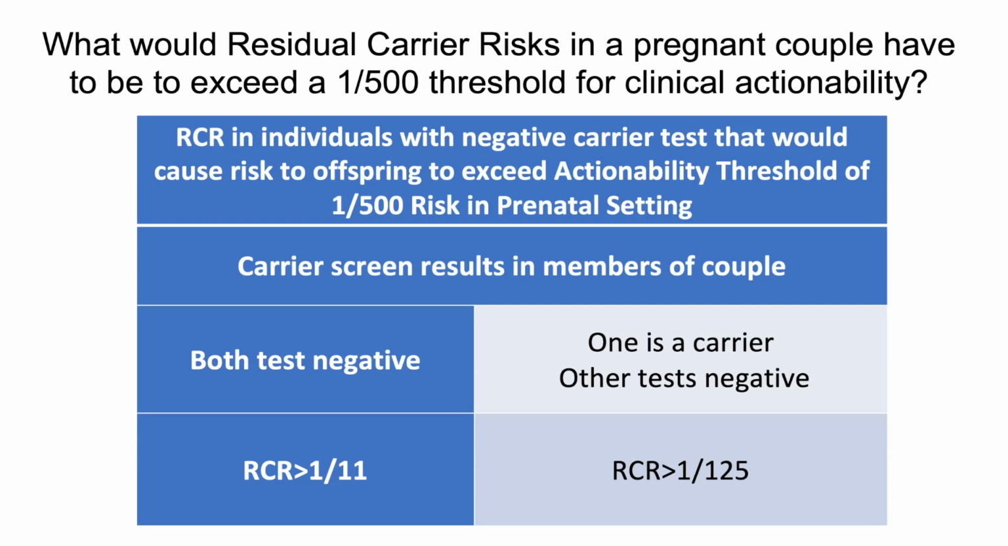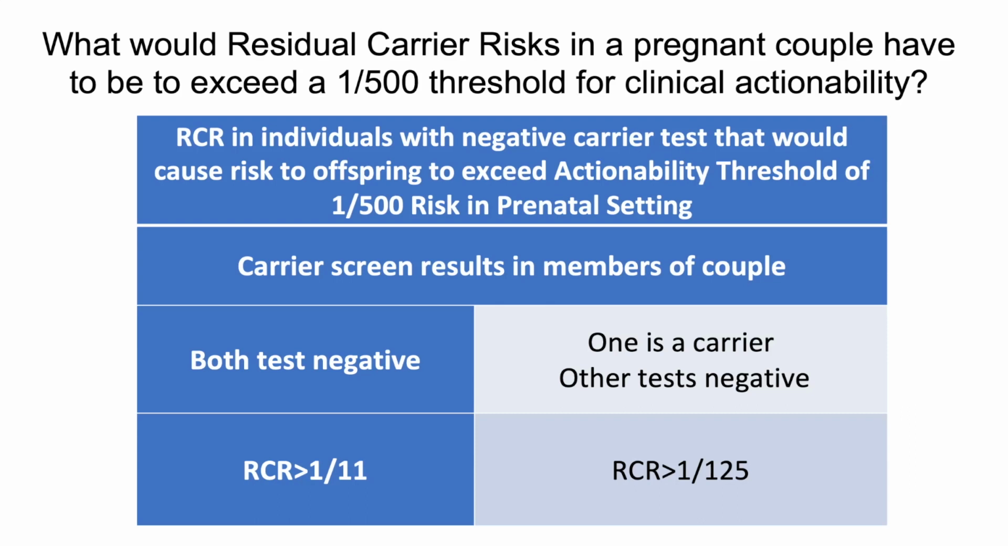Now, suppose one individual in the couple is a carrier and the other individual tests negative. Then the negative testing individual would have to have a residual carrier risk greater than 1 in 125. And there also, with very few exceptions, that is too high. So what I'm saying is that residual carrier risks are already lower than would be needed to trigger a prenatal diagnosis, given the cost-benefit ratio of the complications from a prenatal test.